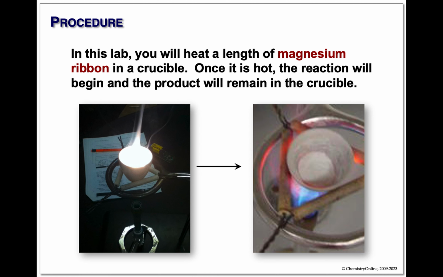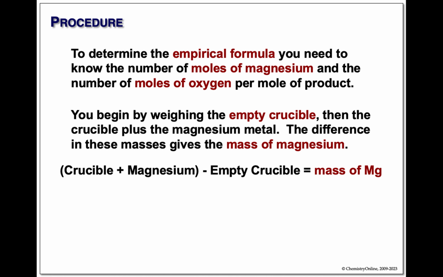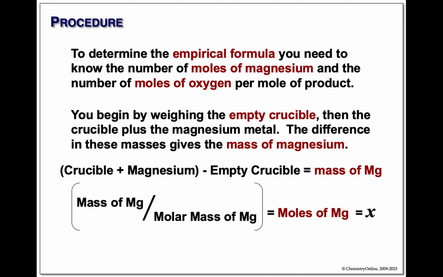To get the empirical formula, what you do is you need the number of moles of magnesium in the product and the number of moles of oxygen. Again, it's simply the mole ratio. You weigh your empty crucible, put the magnesium metal in it, weigh that, subtract them, and we get the mass of magnesium. We all know how to convert mass into moles. It's simply mass divided by molar mass. Let's say we do that and we get the value of X, whatever that is.